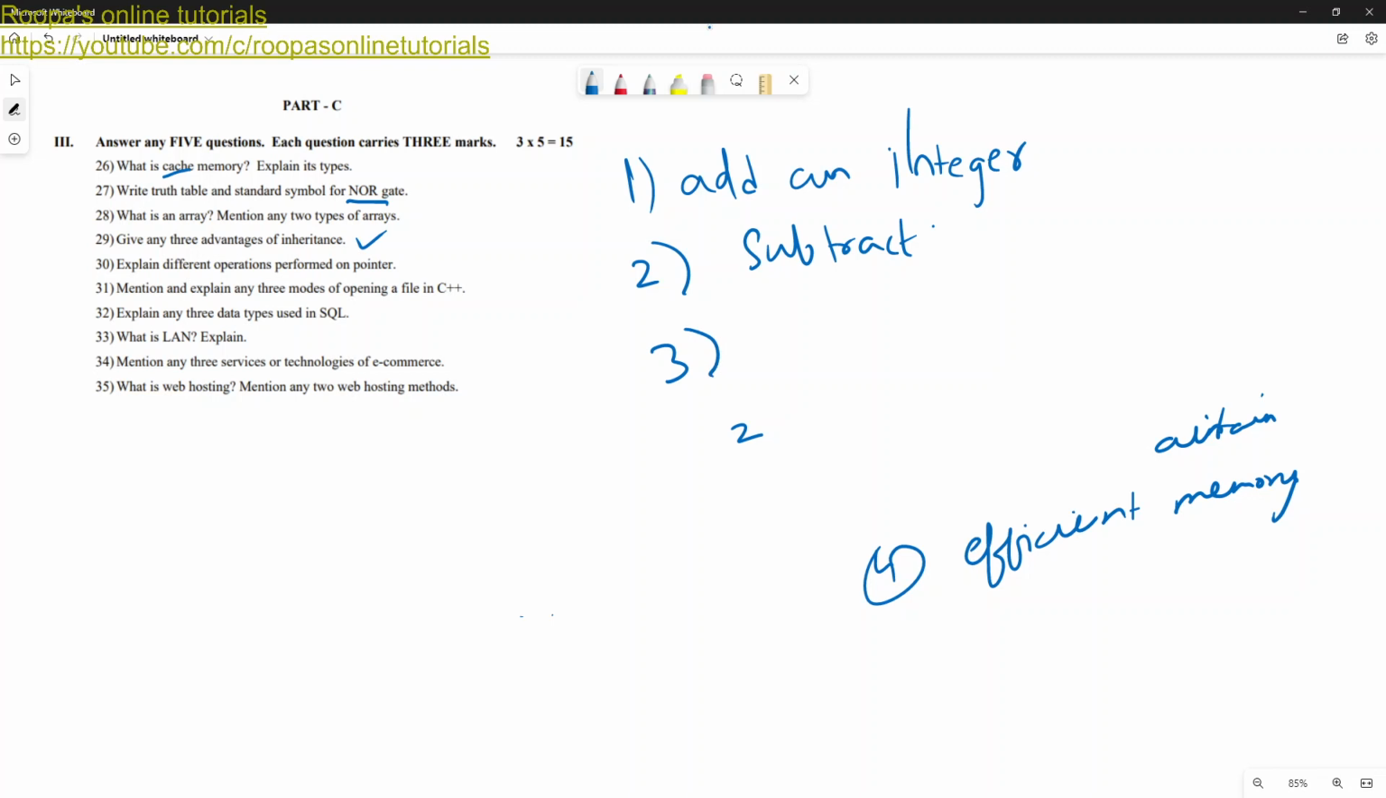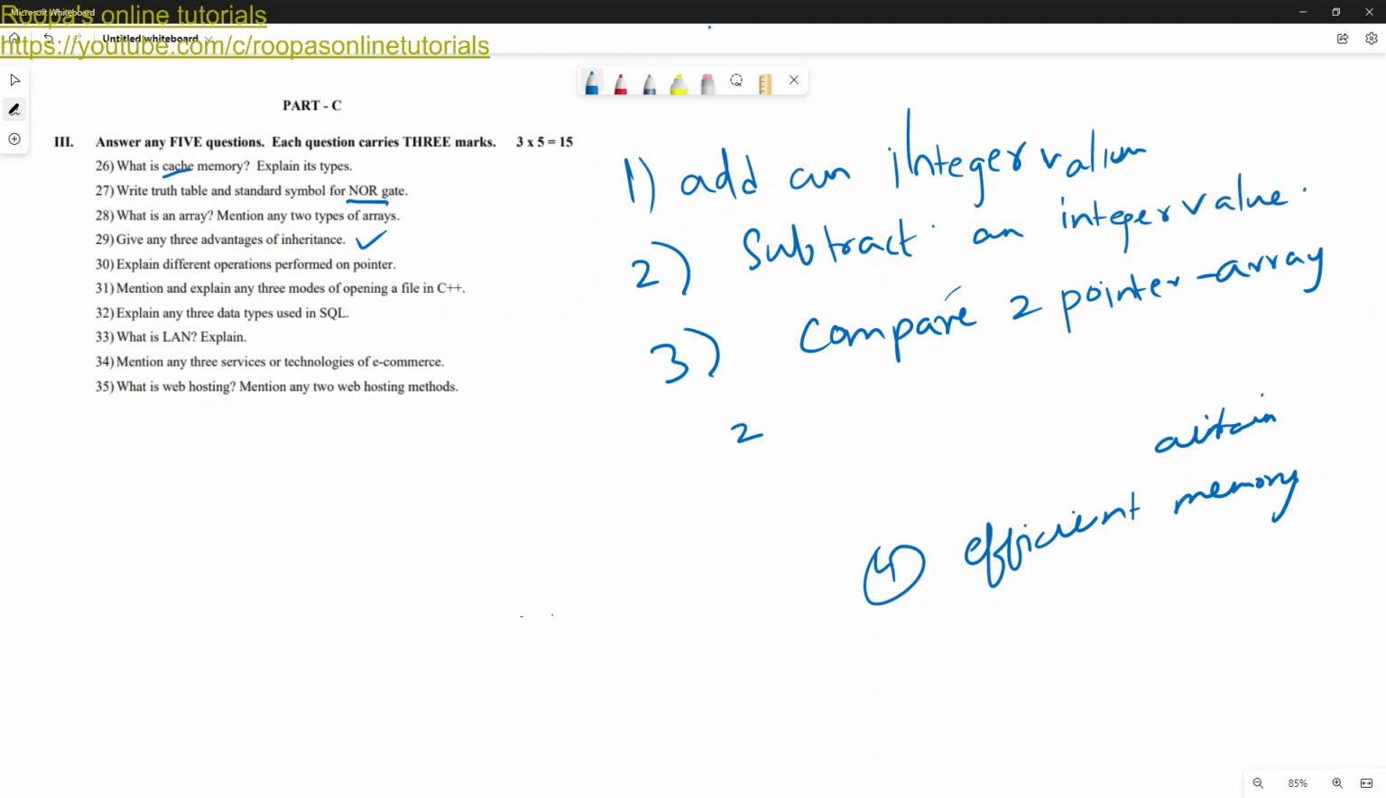And the third one is you can compare two pointers, if they point to the elements of the same array. You can compare two pointers provided they belong to the same array, because if they are in continuous memory locations, you can compare the two pointers. So add an integer value to a pointer. Similarly you can subtract an integer value from a pointer. So these are the 3 operations that can be performed on the pointer.